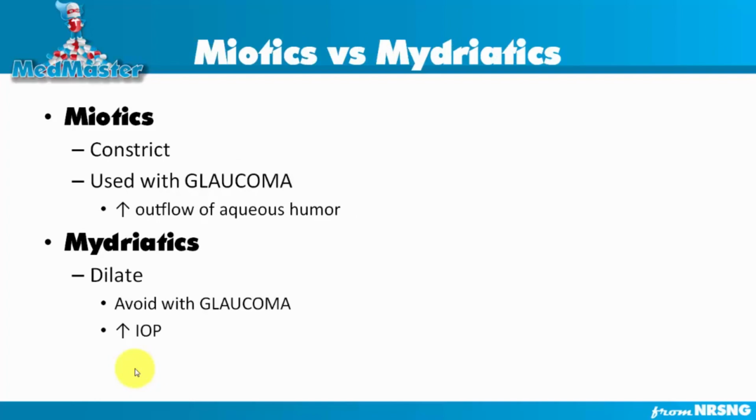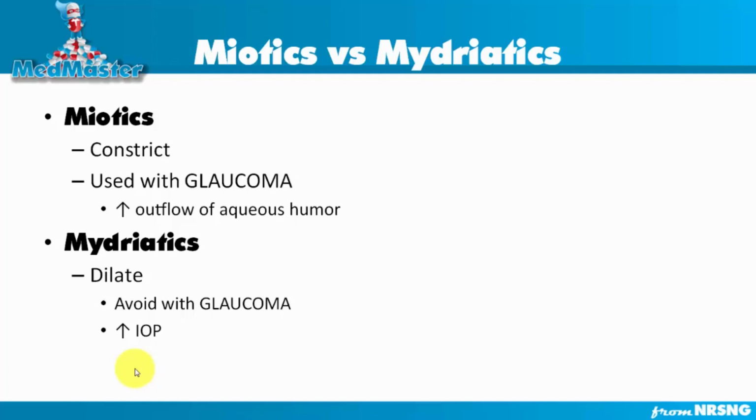Okay, last slide here. I want to talk about the difference between myotics and mydriatics. Okay, these are both ophthalmic medications. One constricts the pupils, one dilates the pupils. But one we use with glaucoma, one we want to avoid with glaucoma, okay? Myotics constrict. Used with glaucoma, they help increase the outflow of aqueous humor. That helps relieve the pressure in the eyeball, and that helps a patient relieve that pain and be able to see a little bit better.